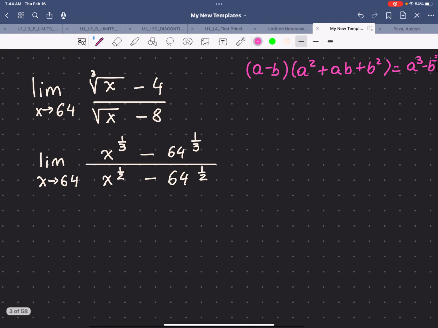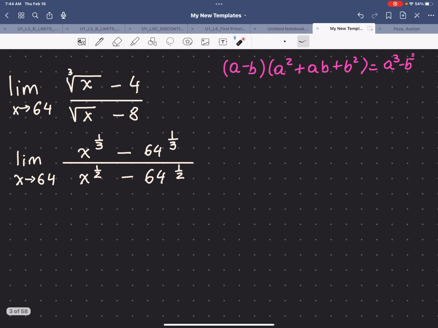So what we want to obtain in here is a cubed minus b cubed, which means that we need to multiply this factor by this one here in order to get to a cubed minus b cubed. Okay, so here we go.